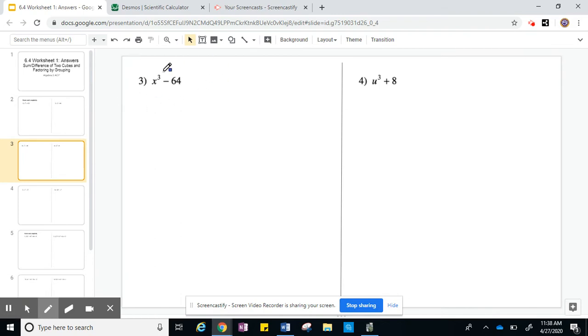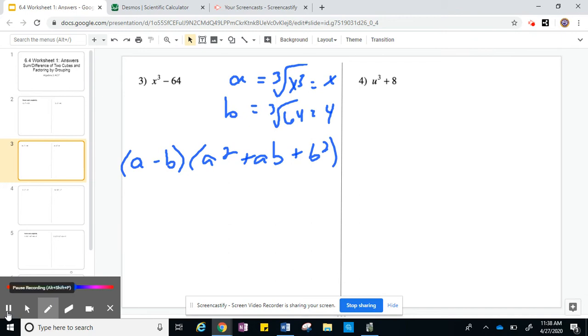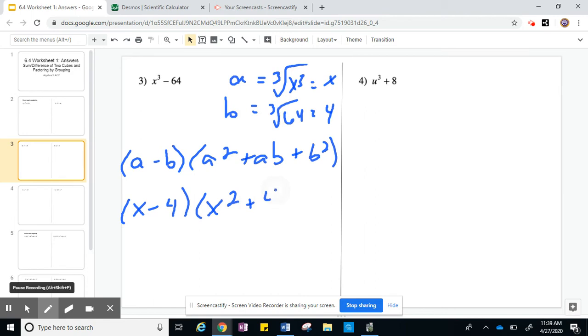All right, so our next one here is a difference of two cubes. So we start the same way by finding a and b. So a is the cube root of x cubed, which is x. B is the cube root of 64, which again is 4. This time we use our difference of two cubes. So that is a minus b, and then a squared plus a times b plus b squared. All right, so then we do x minus 4 times x squared plus 4 times x plus 4 squared, which is 16.